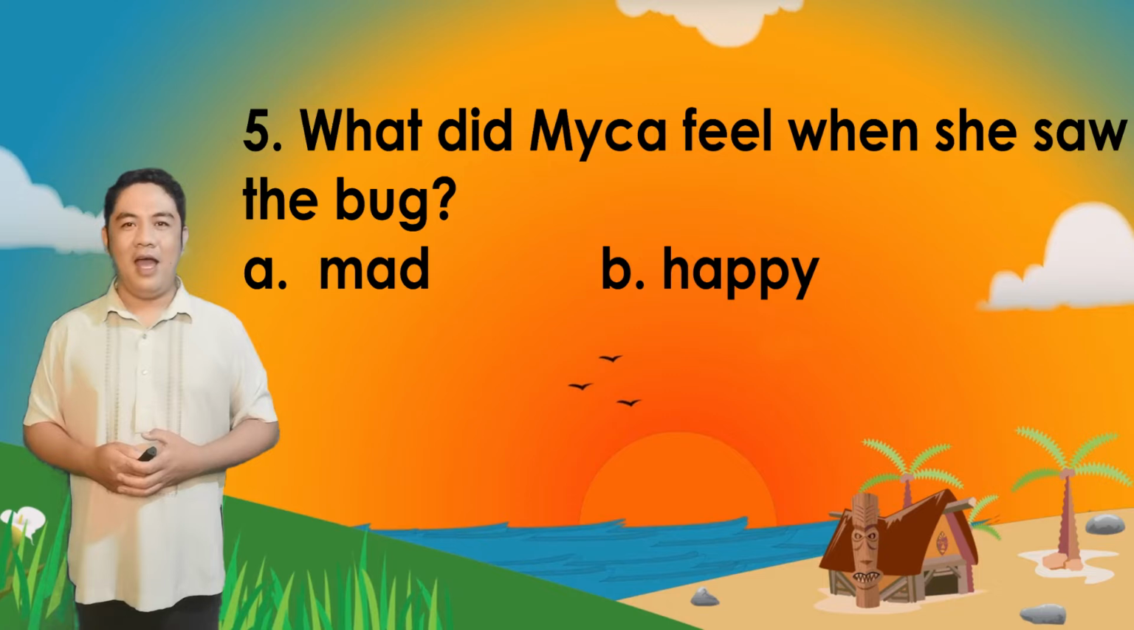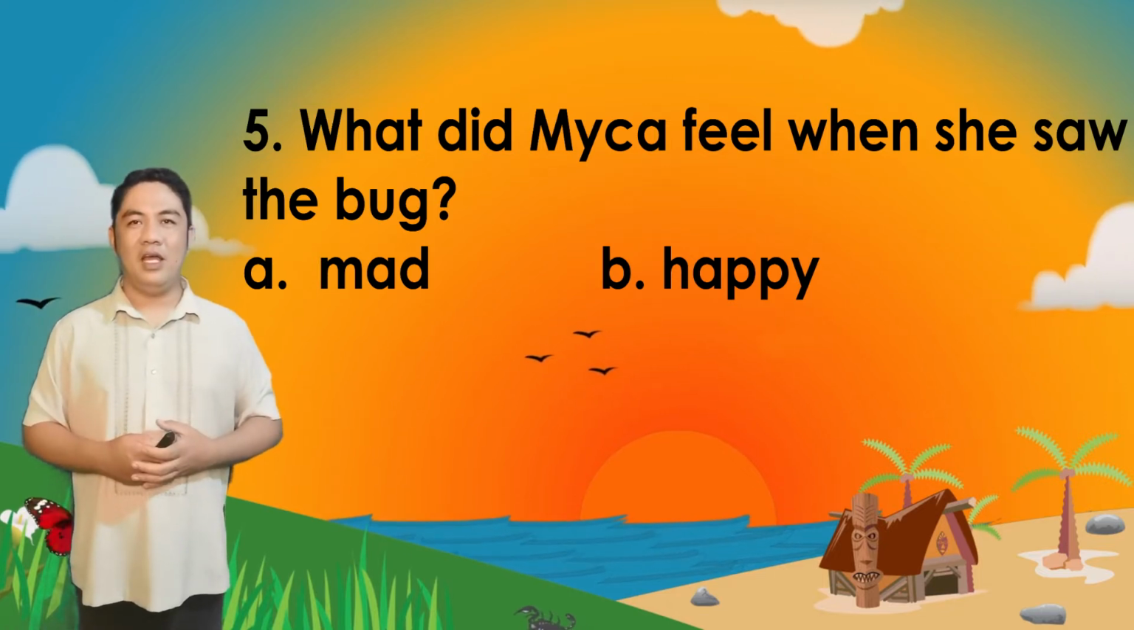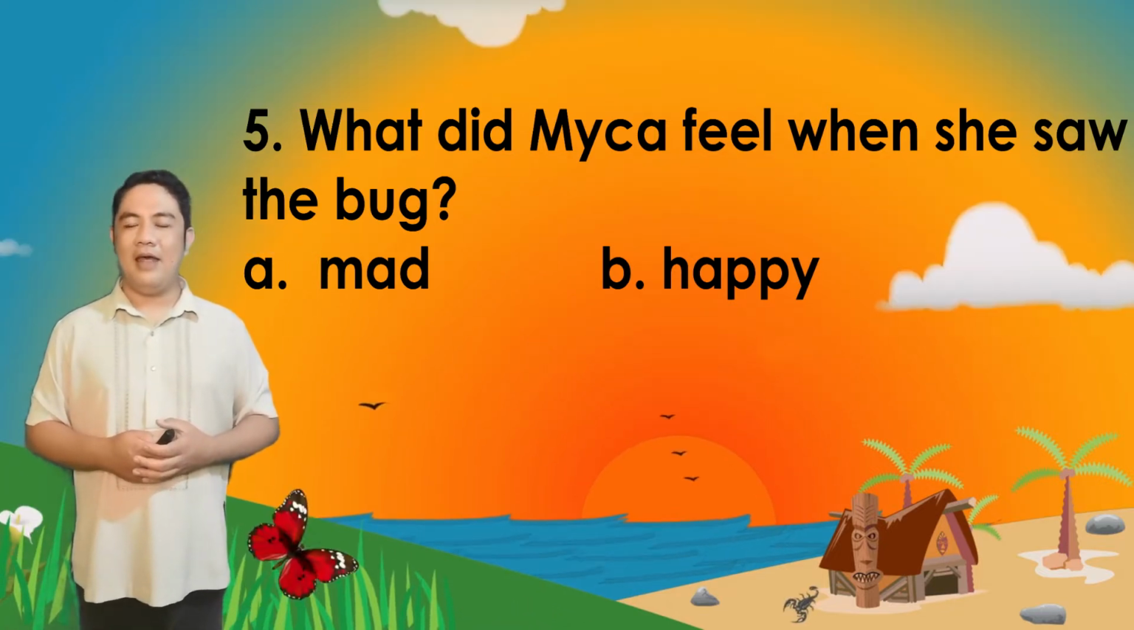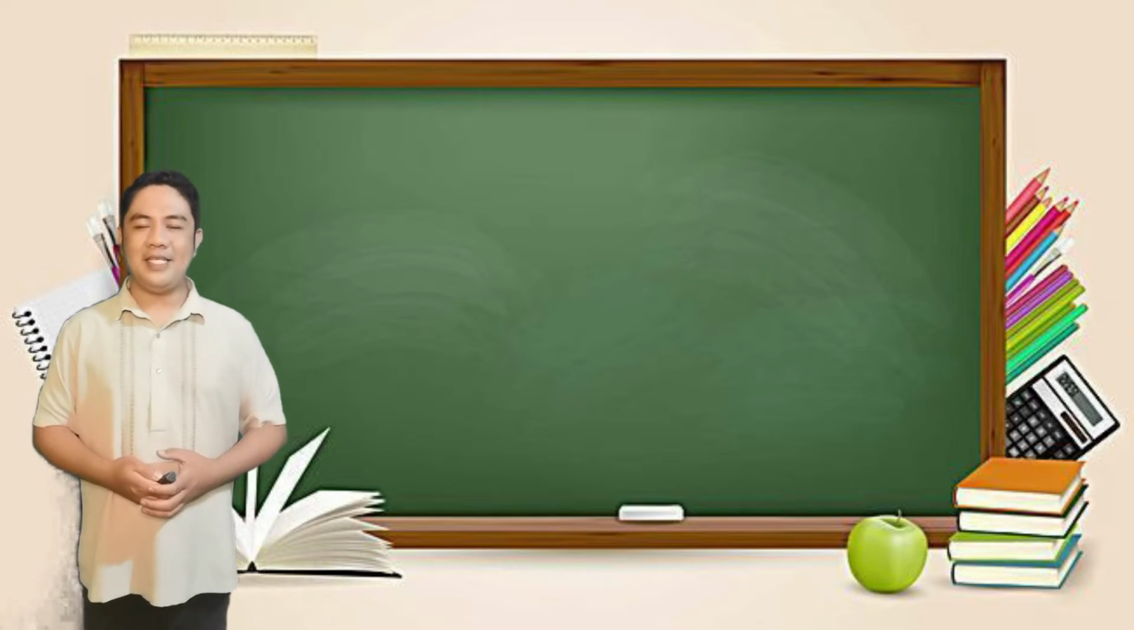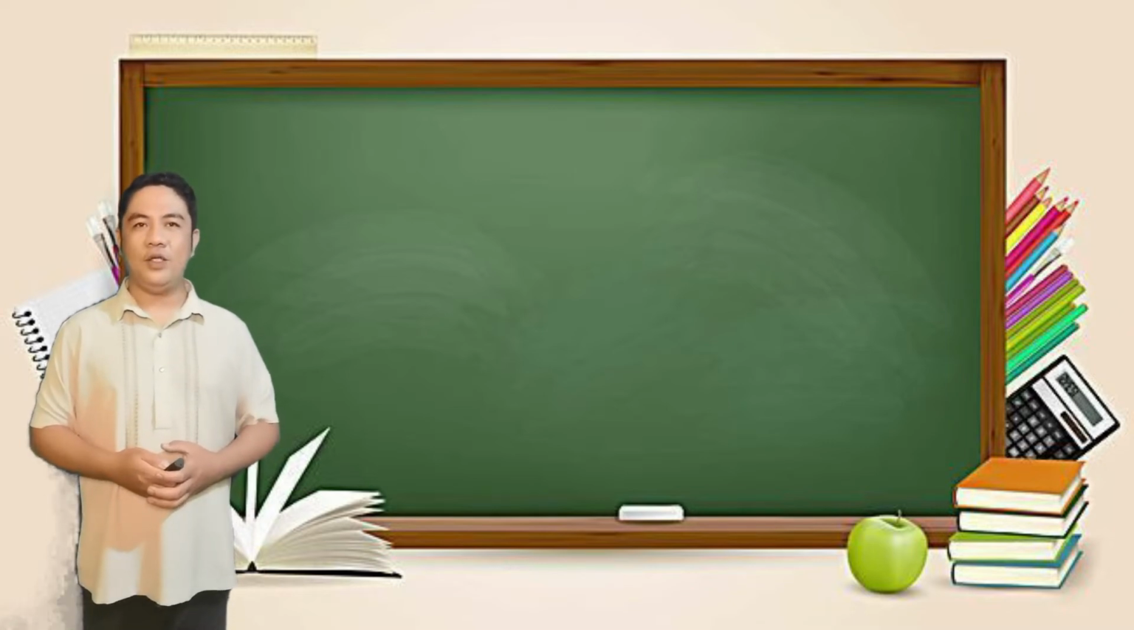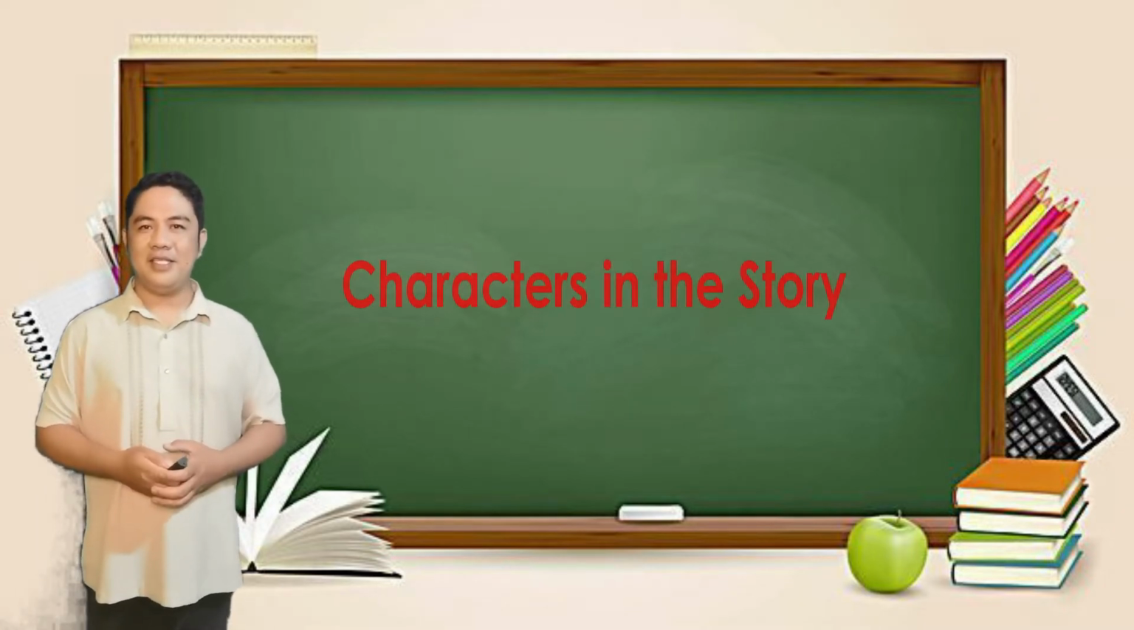Now let me check. How's your score? If you got 5, that means you have advanced knowledge and high comprehension in reading a story. But if you got a low score, don't worry, because this video lesson is intended for you to learn well. So, keep on learning! For today's lesson, we are going to talk about the characters in the story.